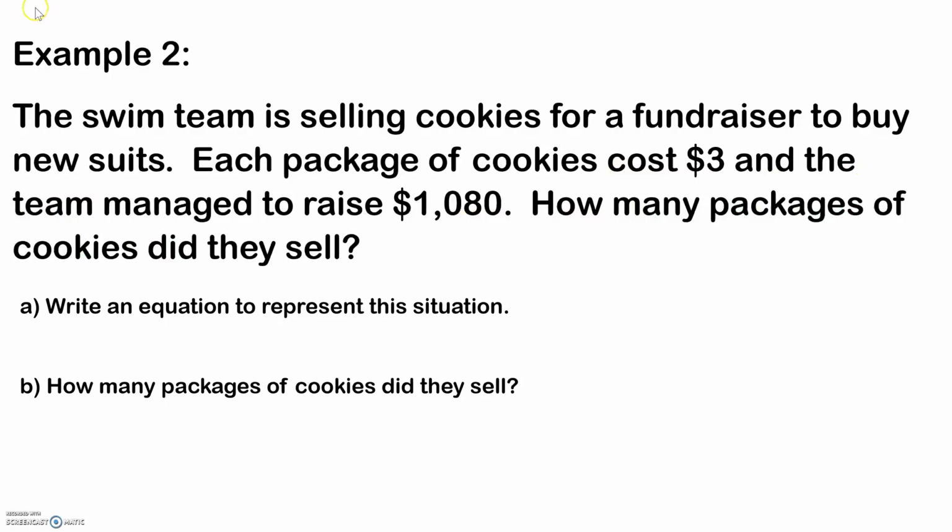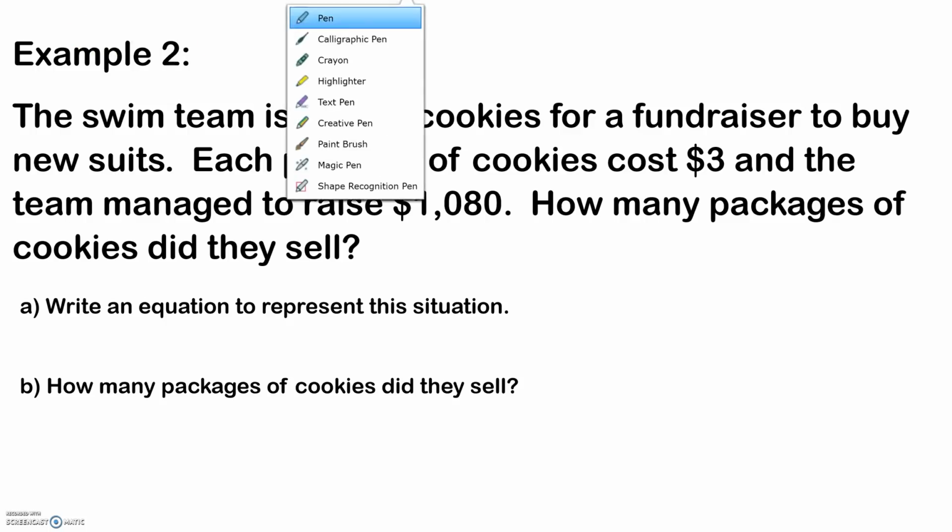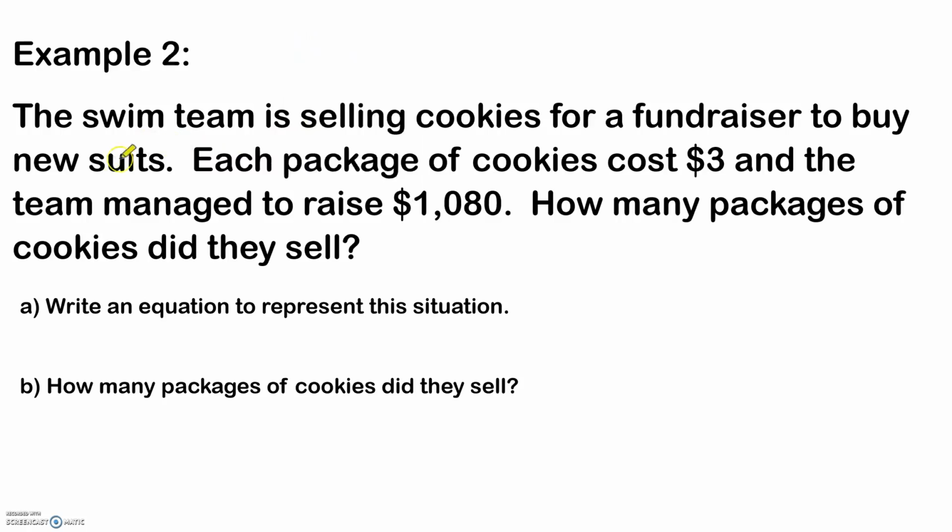Take a look at example 2. Highlight important information and do your best to write your equation. Check your work when we go over it. So we know that our important information, the swim team is selling cookies for a fundraiser to buy new suits. Each package of cookies costs $3, and the team managed to raise $1,080. So the question they're asking is how many packages of cookies did they sell?